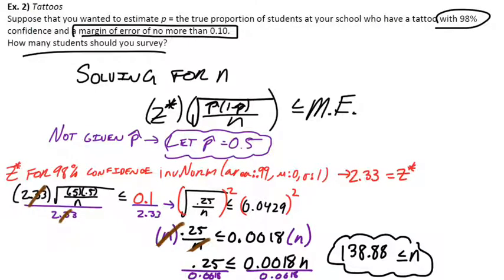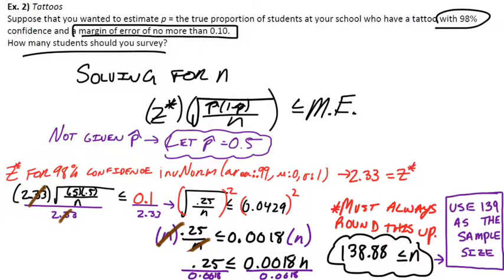I want you to handle this with care. If the sample size has to be bigger than or equal to 138.88, then if you go out and survey 138 people exactly, that just won't do. And you can't interview 0.88 of a person, so keep in mind, you've always got to round this up. We have to round it up to the nearest whole person. This is our sample size. So in this case, we'd have to use 139 as the sample size.